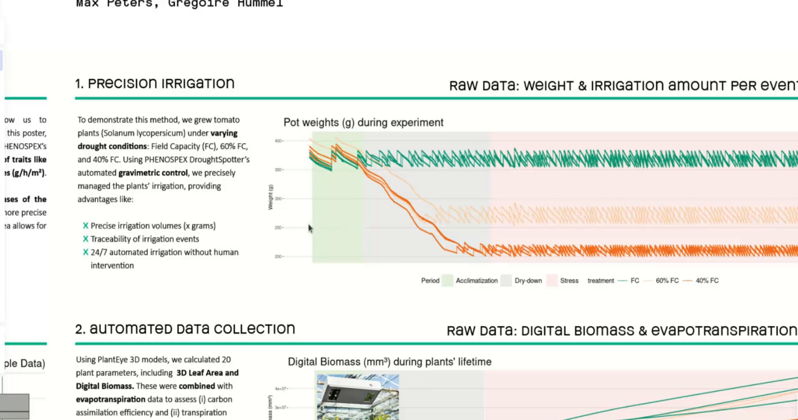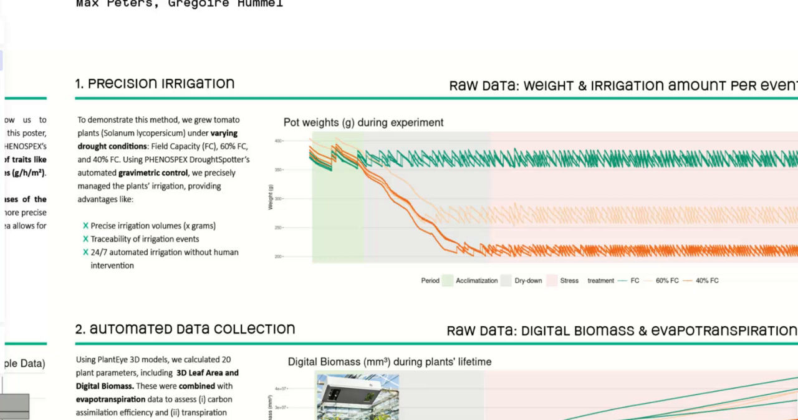In addition, during the experiment, we also had 3 distinct experimental phases. All the plants started out with the same irrigation regime. They were all topped up to field capacity every night, and this is called the acclimatization phase. Then, in the dry down phase, that drought stress was gradually introduced, and in the final phase, the stress phase, the drought stress was maintained for 14 days.